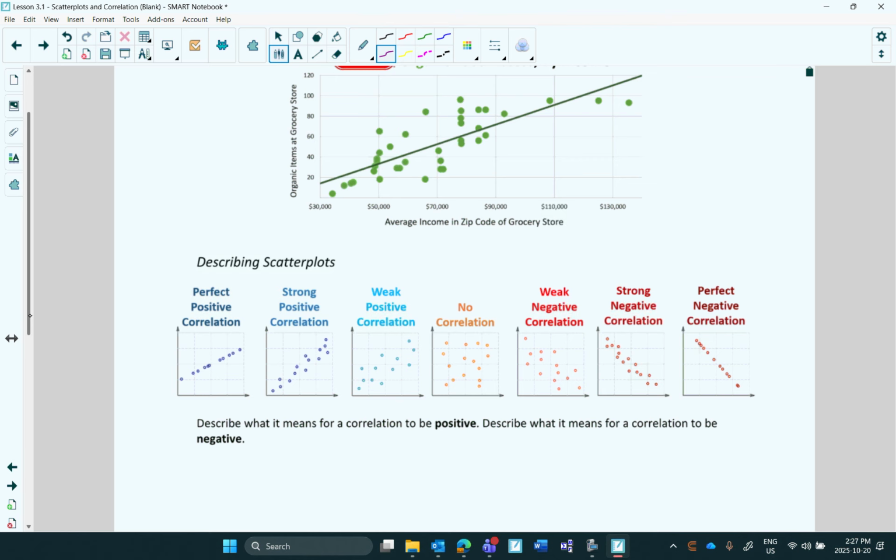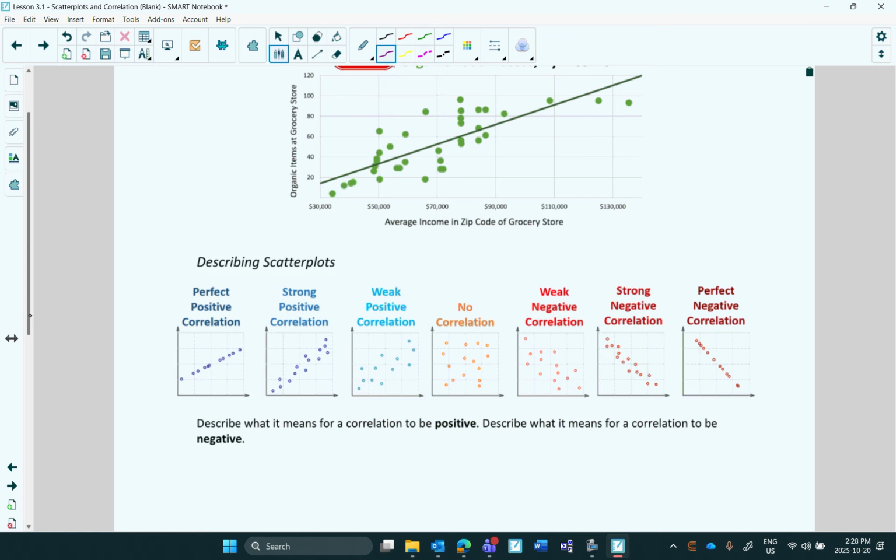Well, we want to talk about the relationship between the two variables, between household income and how many organic items are offered at a grocery store. So what can you see right now? Just ignore this line for a second. Just look at the points. What would you say? It's going up. So what does that mean? Tell me in context. Yes, it is proportional, but use the names of the variables.